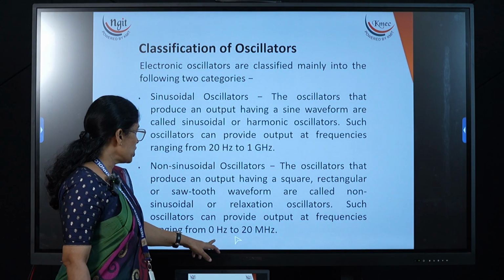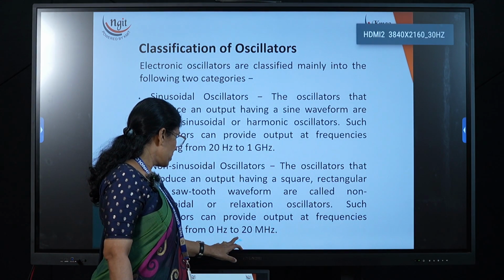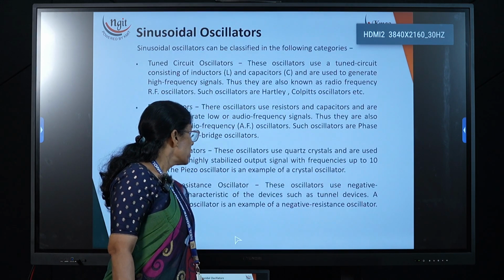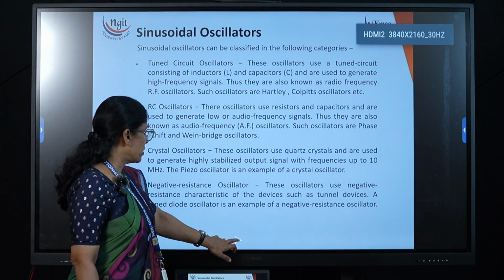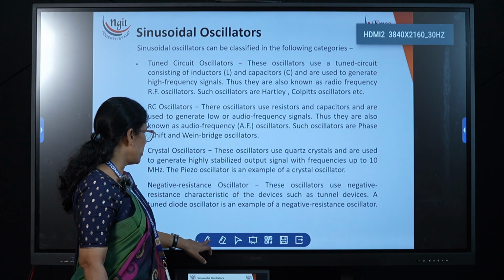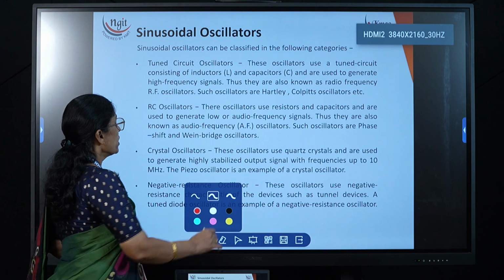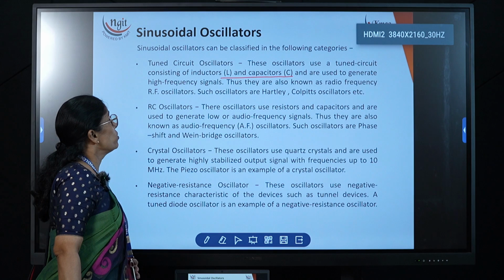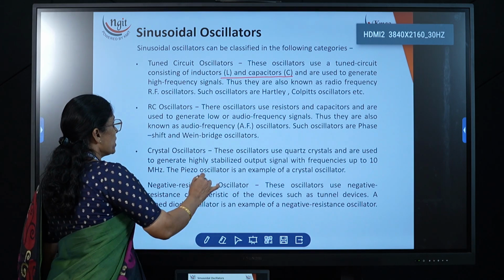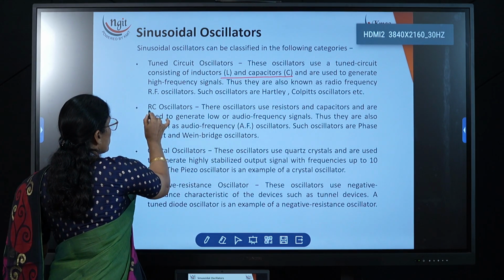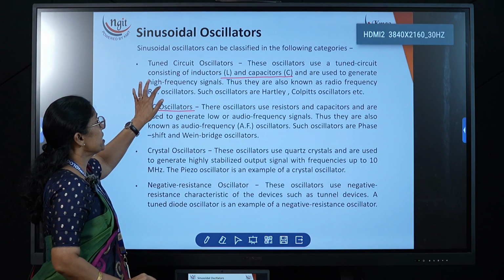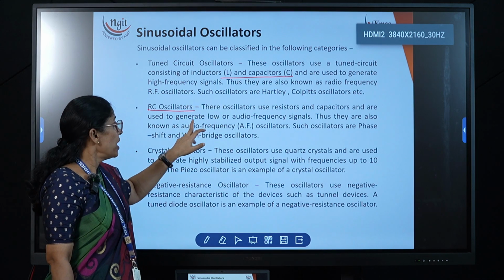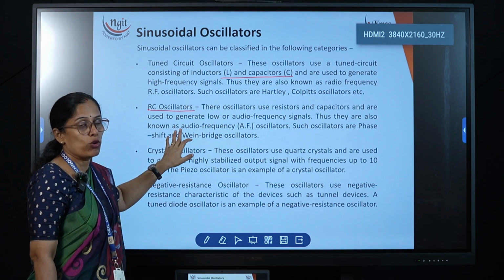Now next, sinusoidal oscillators are classified into 4 different types. Here you can see the tuned circuit: if we are using L and C values, then those are called tuned circuit oscillators, and if we are using R and C values, then those are called RC oscillators. These LC oscillators we use to generate high frequency, and RC oscillators we use to generate low frequency.